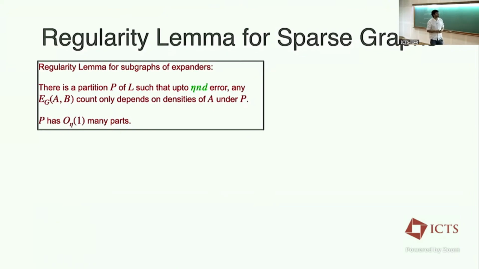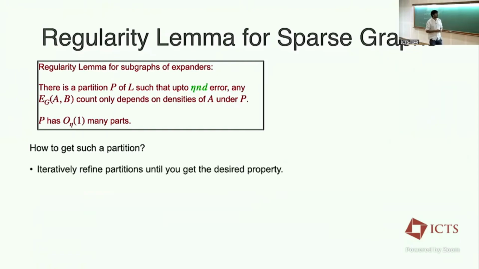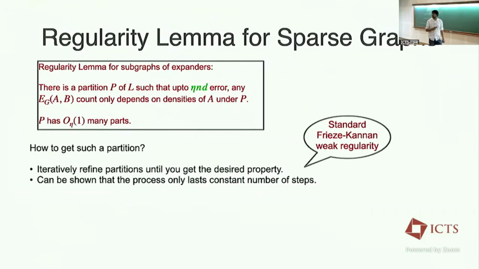So this is the regularity lemma. How do we prove this? Well, you just start with the trivial partition, which has everything, and you iteratively refine it until you get to that property. And it can be shown that this process only lasts some constantly many times, depending on eta. This is a standard way of proving weak regularity results, or really all regularity lemmas.